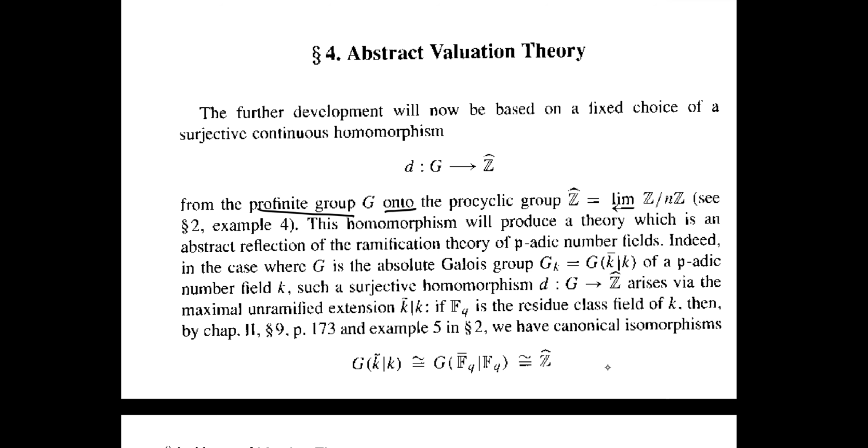This homomorphism will produce a theory which is an abstract reflection of the ramification theory of p-adic number fields, for local fields. Indeed, in the case where G is the absolute Galois group of a p-adic number field K, such a surjective homomorphism arises with the maximal unramified extension in the following way.